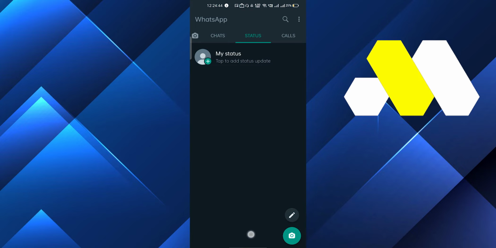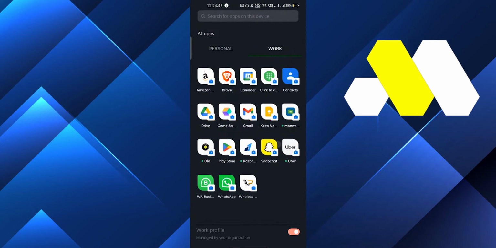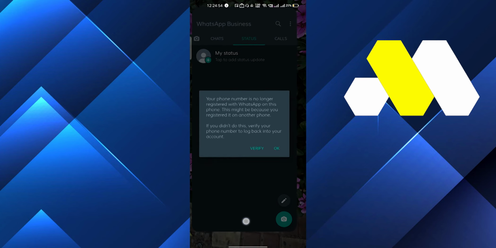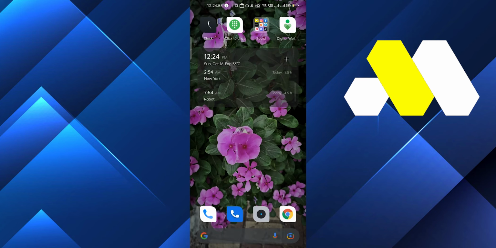But if I try to use my business account, see here it is asking that your phone number is no longer registered with WhatsApp on the phone. So basically you can use only one number in one of the accounts. If you want to use both the WhatsApp business account and normal WhatsApp, you have to use two different numbers. Okay, so this is how you can convert WhatsApp business account to personal account.